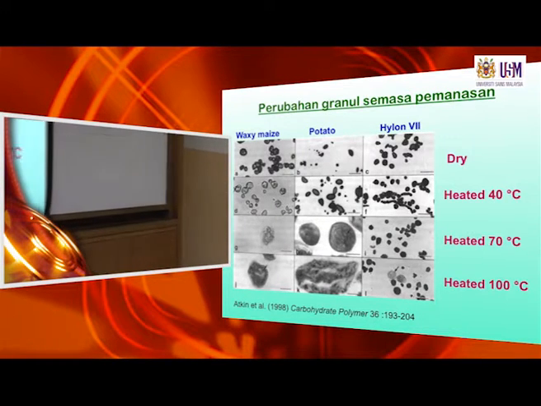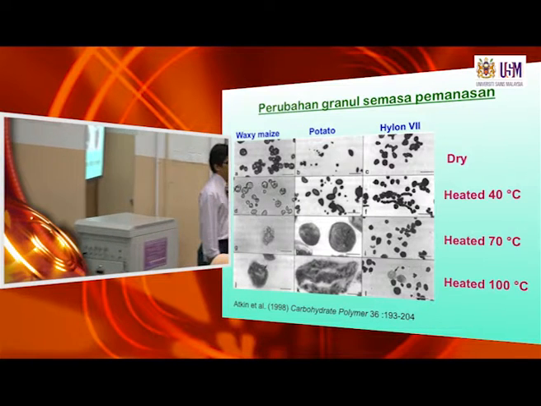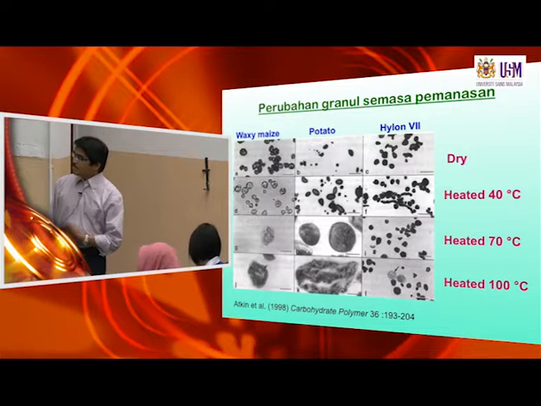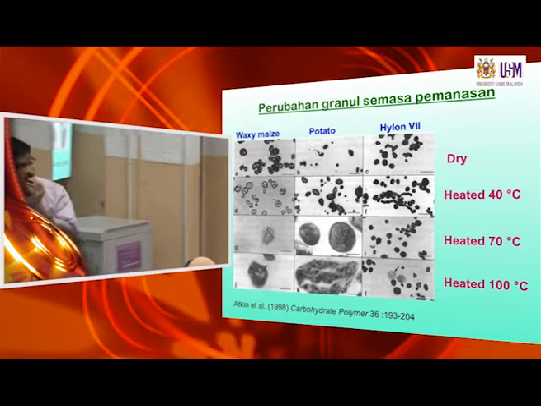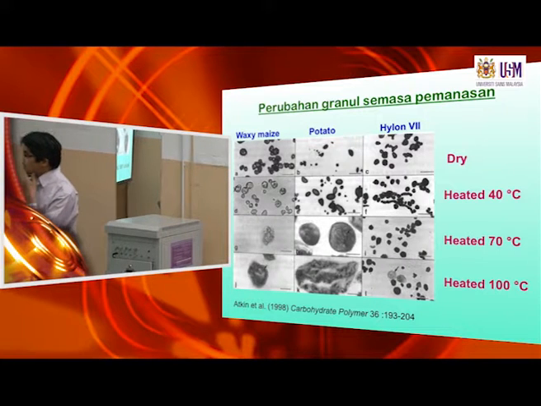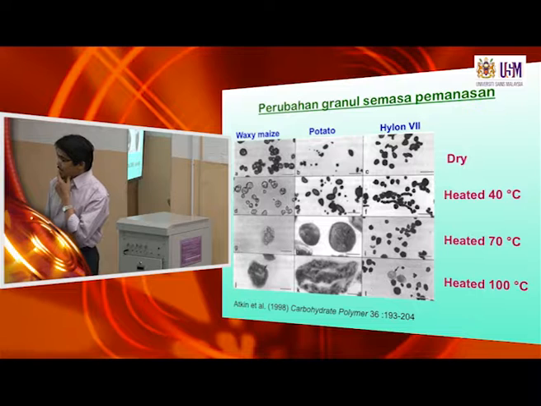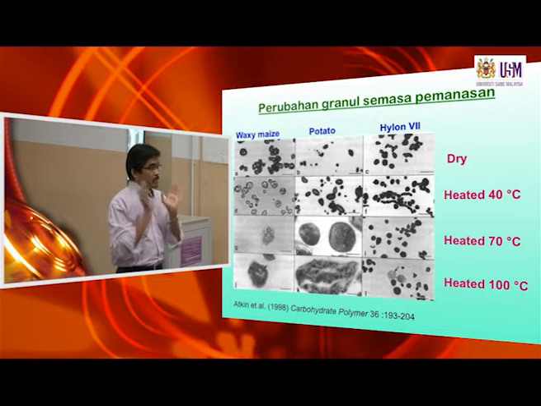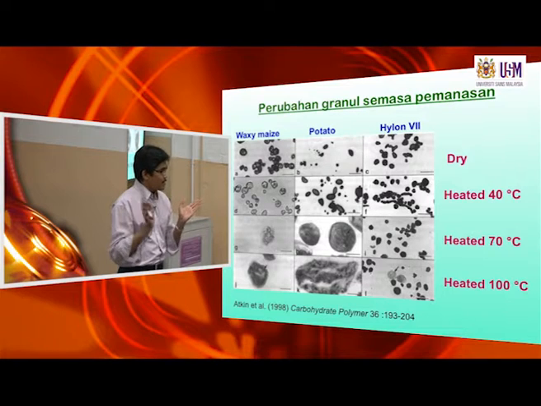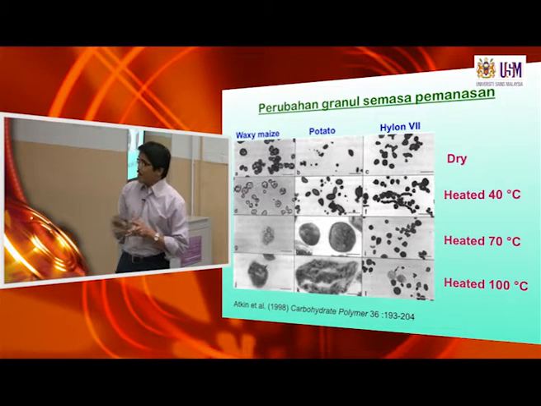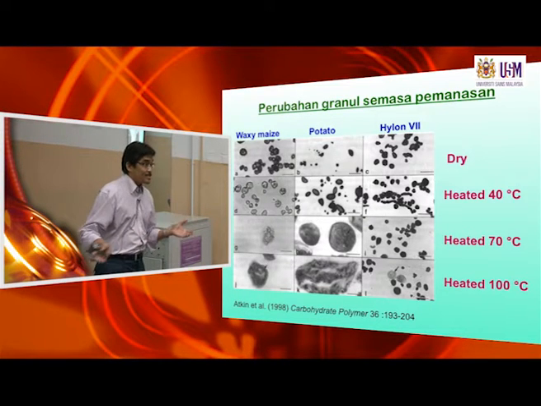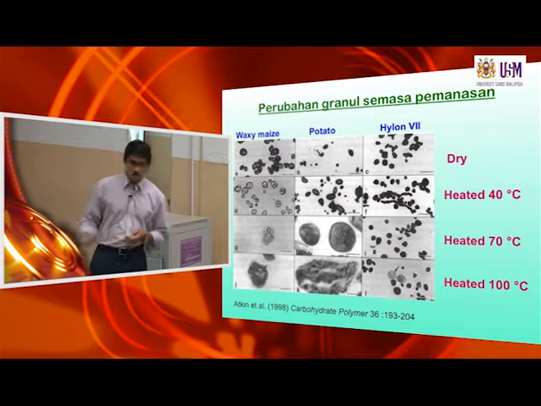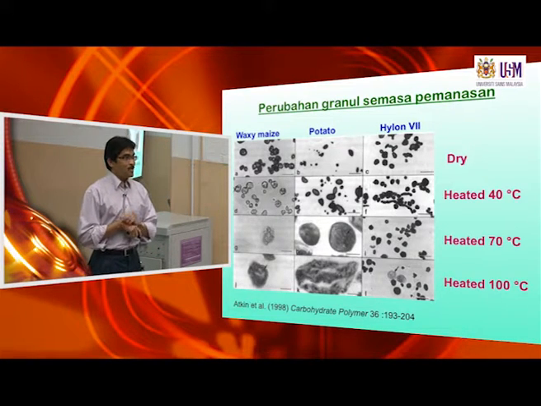Louder, Shikin. Need higher temperature. Yeah. What about higher temperature? Okay. Or if we put it the other way around, if we heat the starch now, we expose the starch sample now to the same temperature, right? Then we can say that the waxy maize would swell fastest, right? Compared to normal potato and high amylose and hylon 7. That's probably one point we can make.